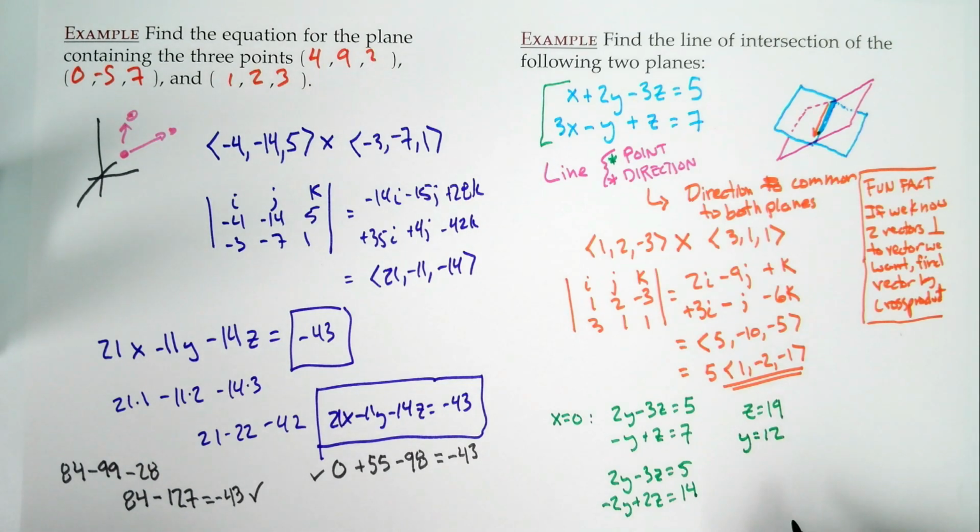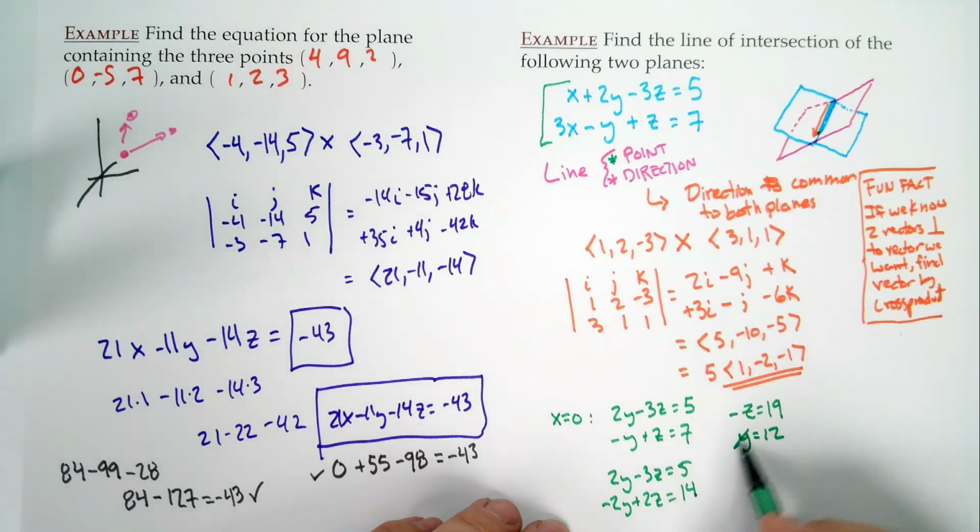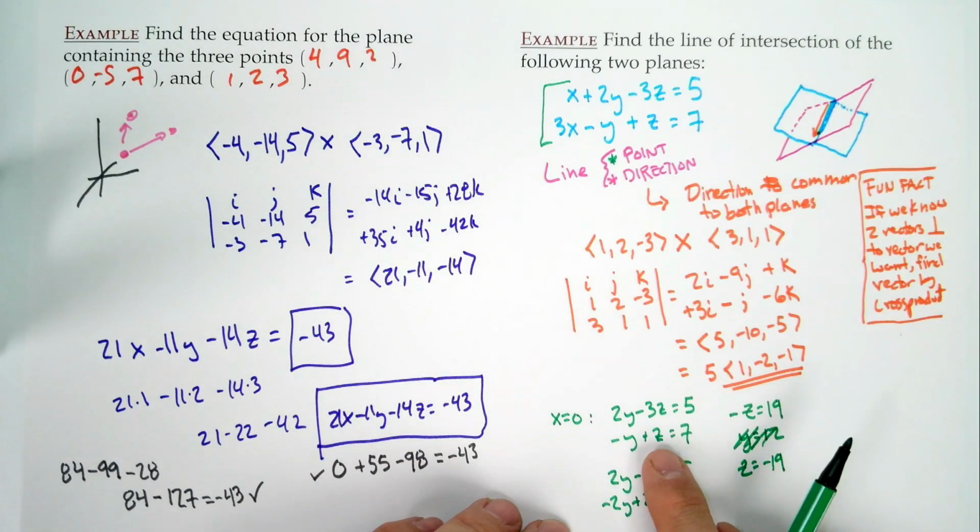Well, why not? Let's double check, just to make sure we're okay. All right, 2y minus 3z. Oh, made a mistake. Notice we added incorrectly. It's negative z equals 19, so z should be negative 19. All right, well, okay, now we fix that.